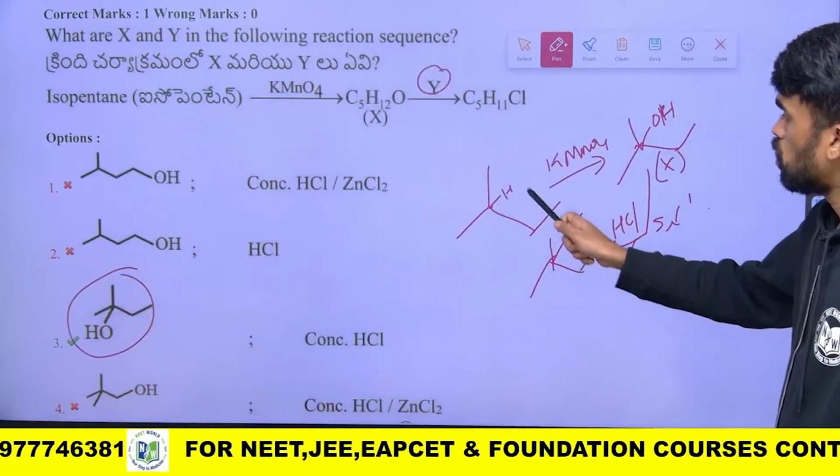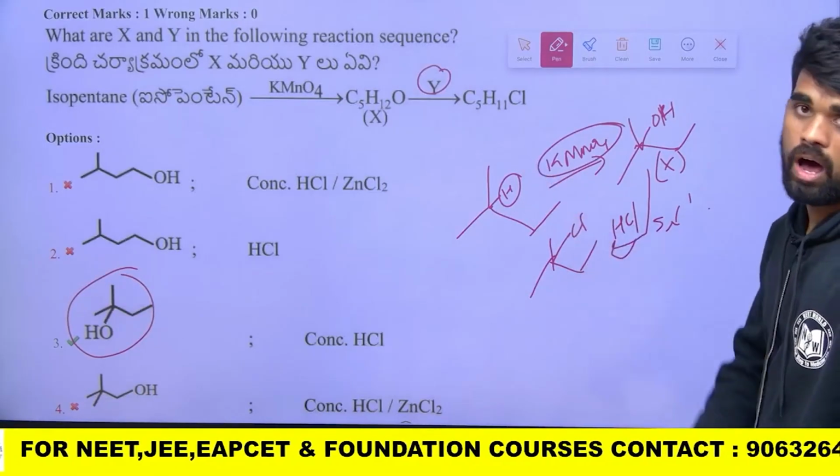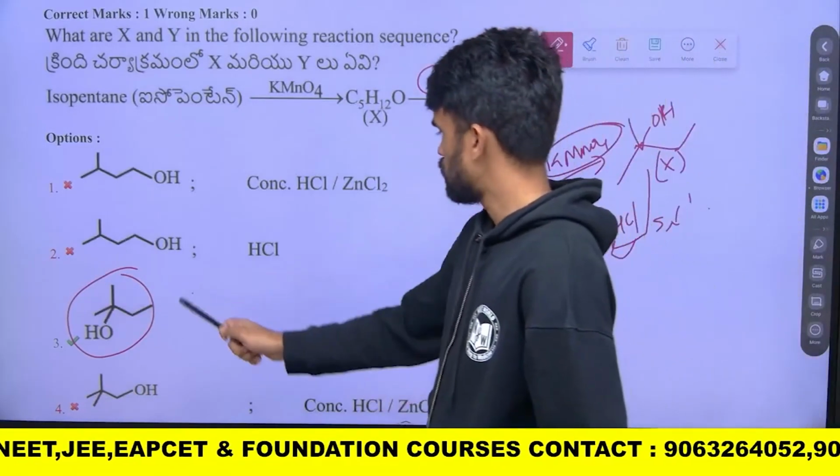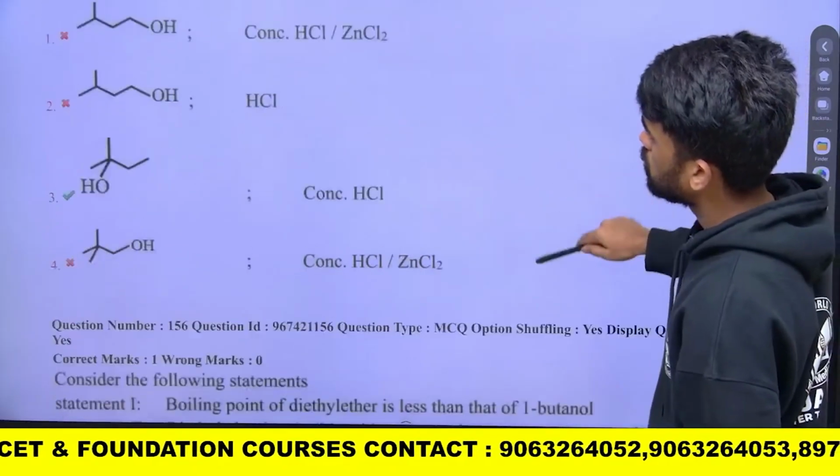Because we know only tertiary hydrogens will be oxidized by KMnO4 from alkanes, right? So KMnO4 is correct, concentrated HCl is also correct. So option number 3 is correct for this. Let's move.